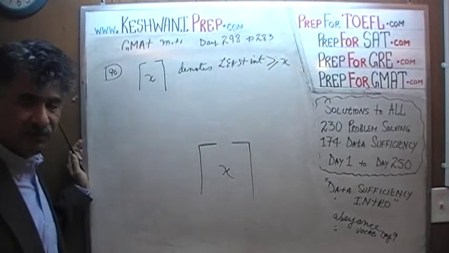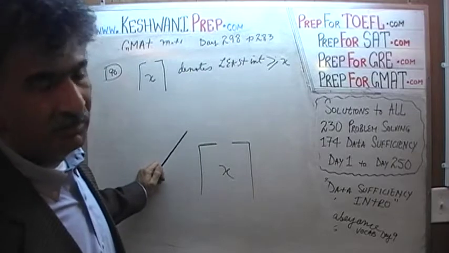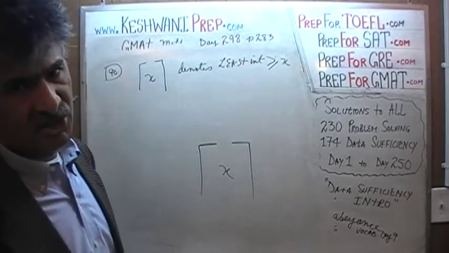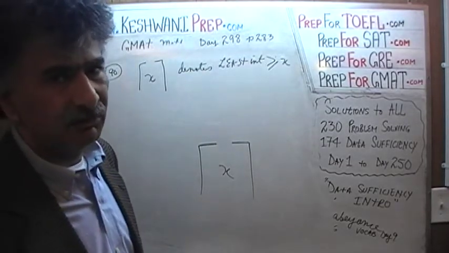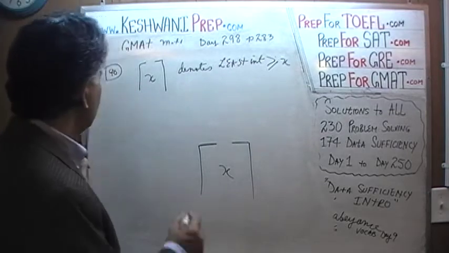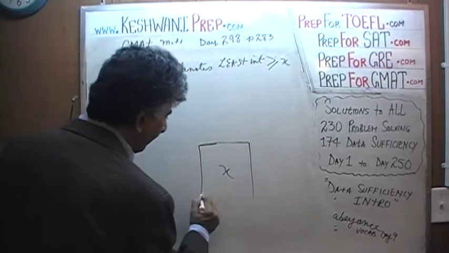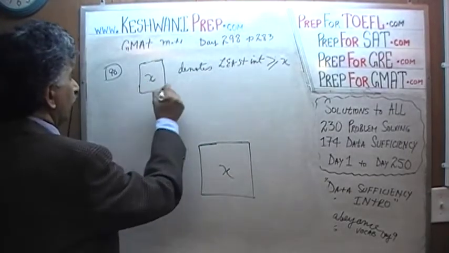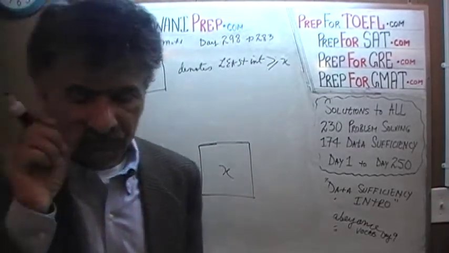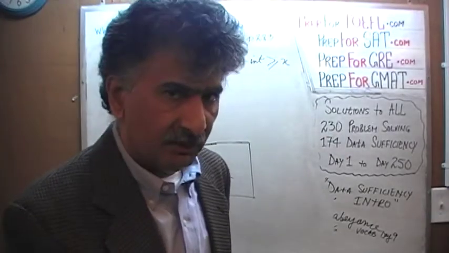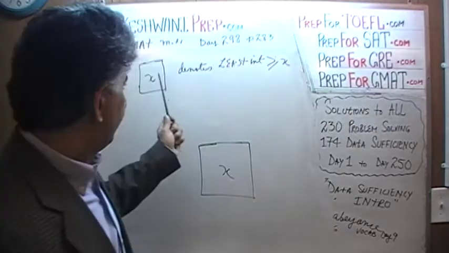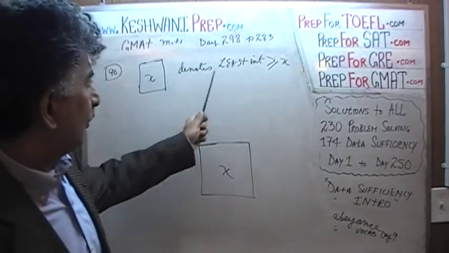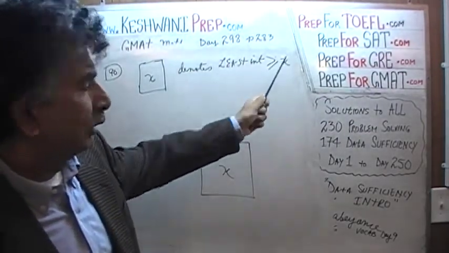Let's make our life easier and change this symbol. The symbol that they're giving us is very annoying. Let's change it to something else that's very easy to see, shall we? Let's make up our own symbol. So I'm going to change this thing. Let's just finish the box. So as far as we are concerned, if we see a number in the box in this problem, then it denotes the least integer greater than or equal to x.